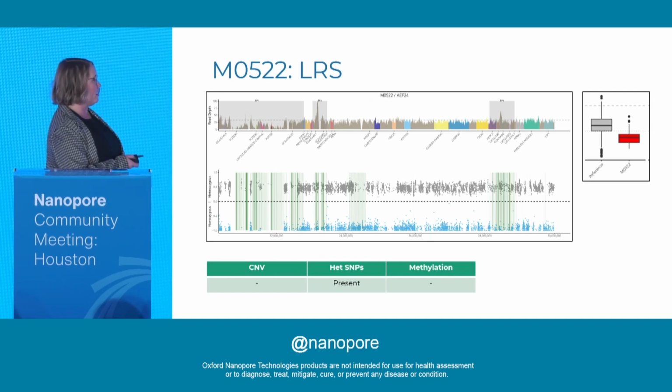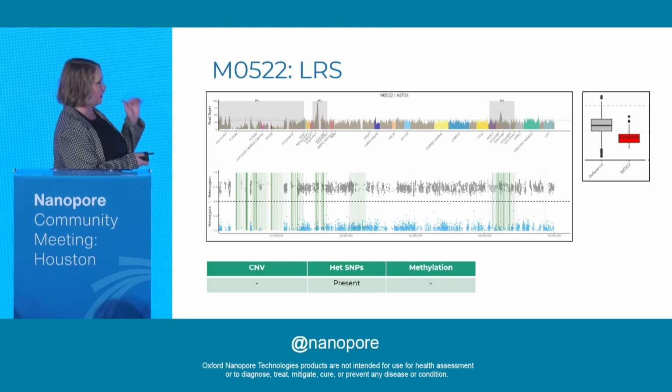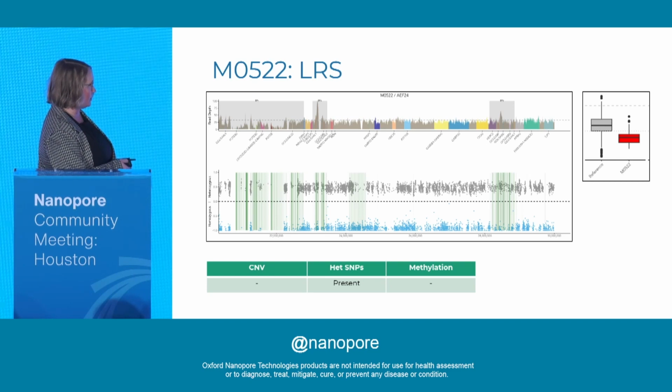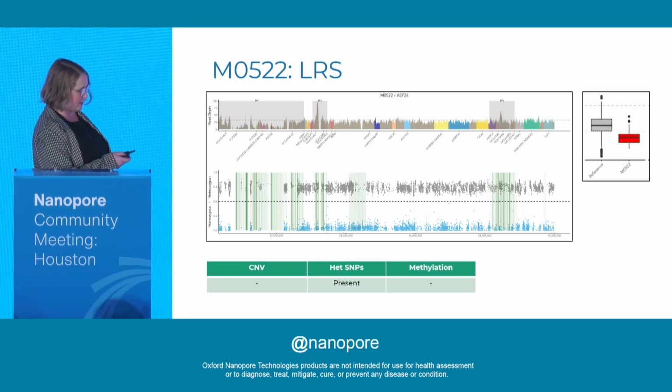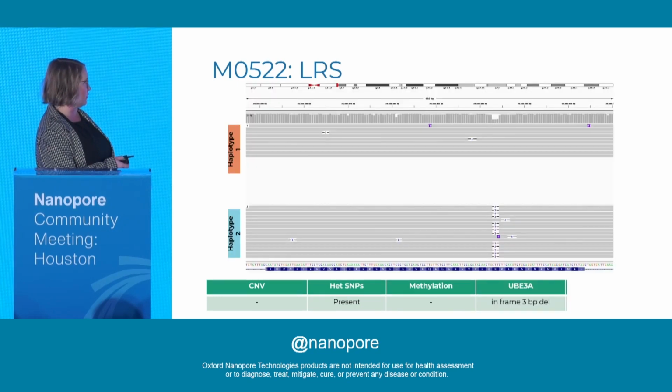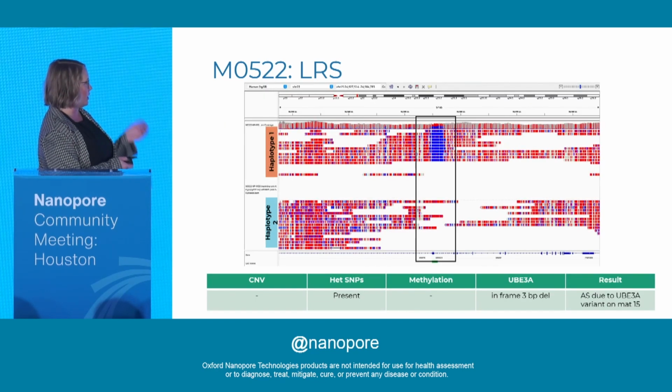All right, one more example. In this sample, we do not see a decrease in the read depth. We do see heterozygous SNPs. The methylation pattern is not grossly different than normal. But now if we look within the UBE3A gene in 2 different haplotypes, we see a 3 base pair deletion in haplotype 2, and we can actually use the methylation information to phase this and to determine that this was a variant on the maternal chromosome 15 within that UBE3A gene consistent with Angelman syndrome.